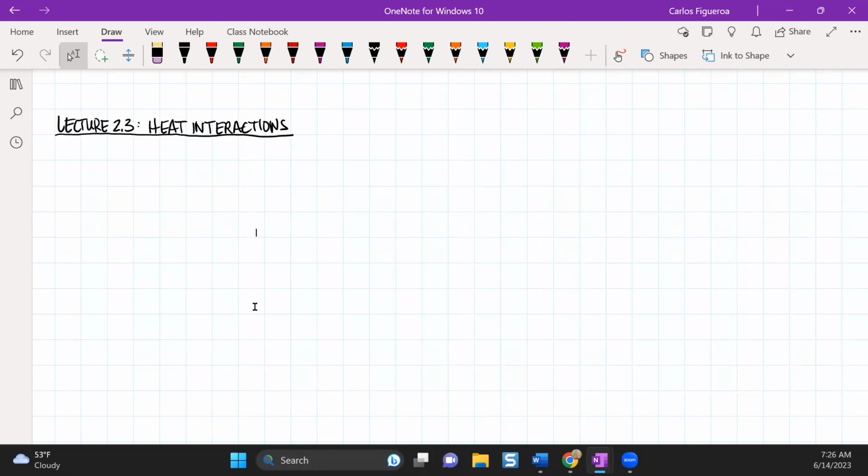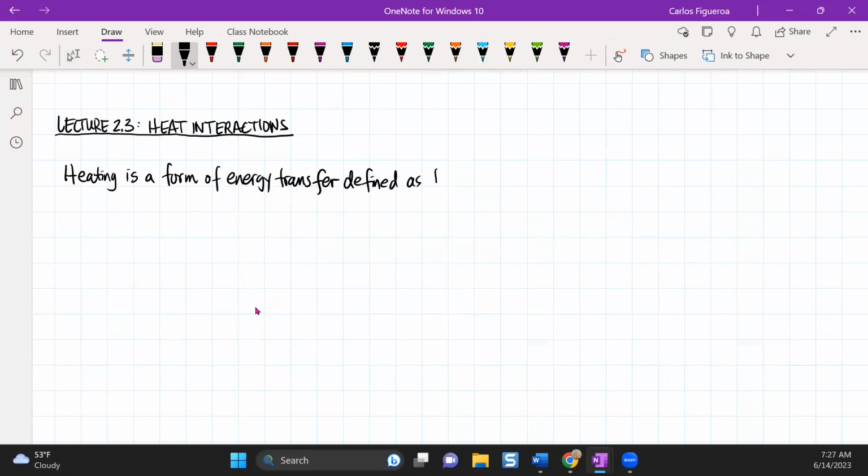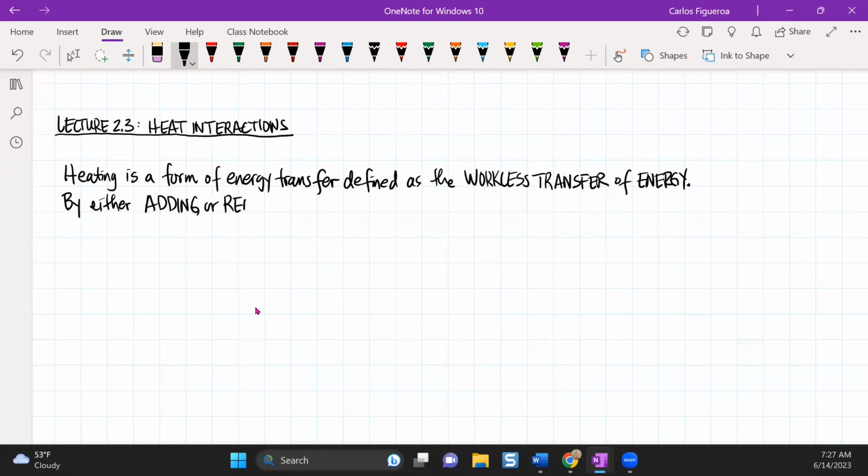2.3, Heat Interactions. Heating is a form of energy transfer, defined as the workless transfer of energy, by either adding or removing heat.